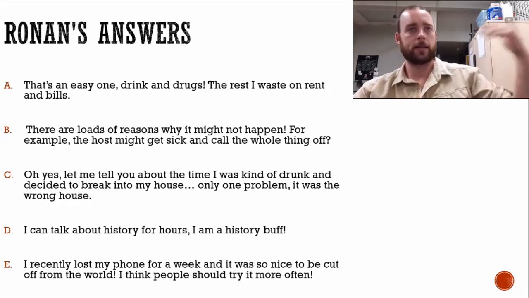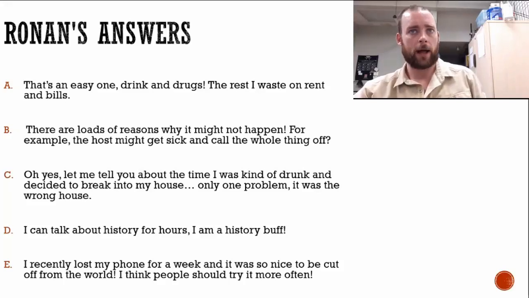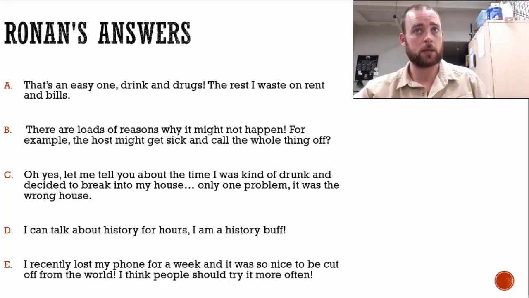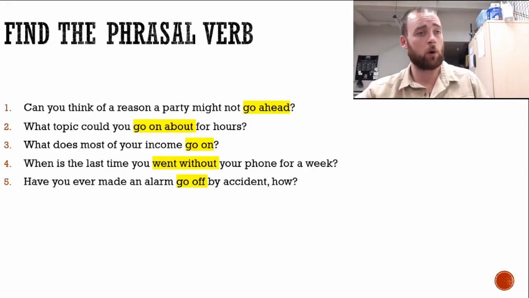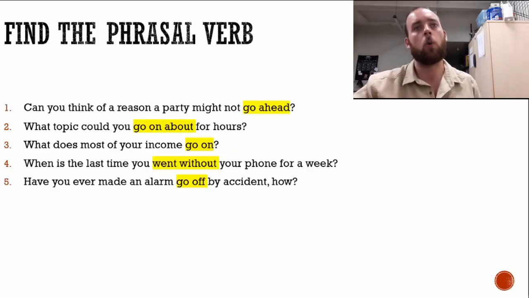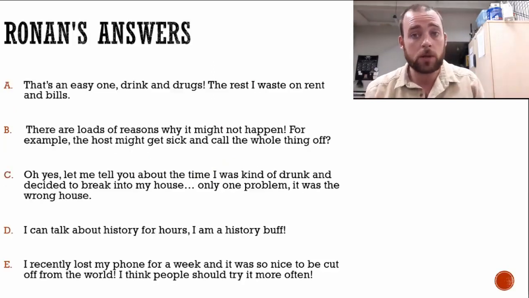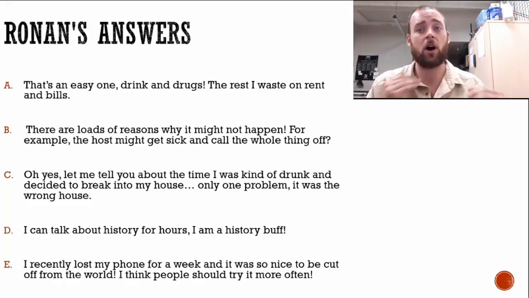All right. So the meaning of all these different phrasal verbs. Let's have a look at these ones again here. That's an easy one. Drink and drugs. The rest I waste on money and bills. So what was the question for that? Definitely wasn't question number 1. Definitely not question number 5. The answer was question number 3. What does most of your income go on? Well, I spend most of my money on alcohol and drugs, and the rest I waste on rent and bills.